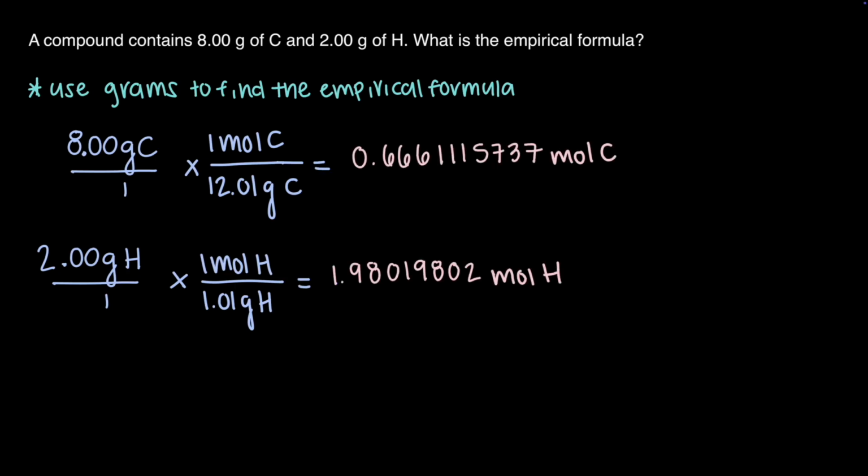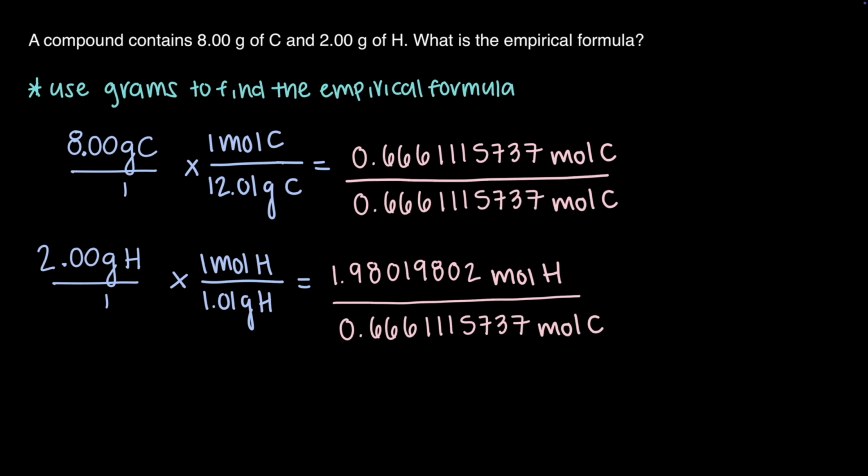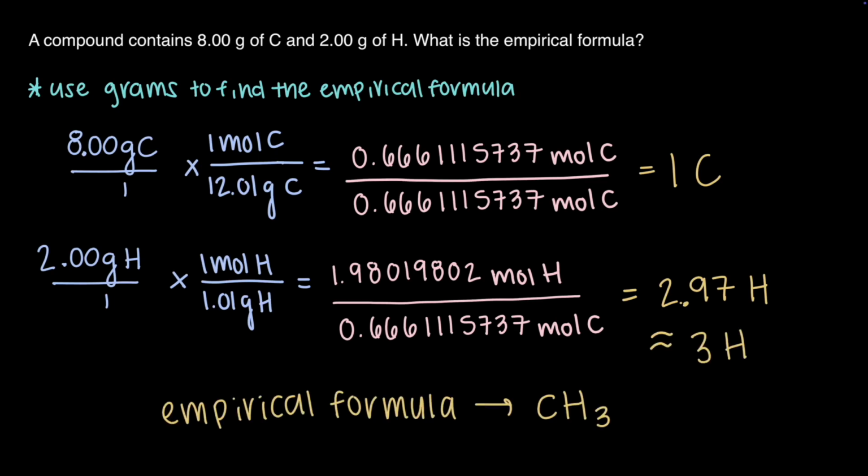We get the moles for each element, and we want to have a whole number at the end without any rounding, so I just write down all decimals to make sure I get an exact number at the end. The moles of carbon will be the lowest mole amount found, so I will divide each value by moles of carbon to get the whole number ratios we need for the empirical formula. Dividing each by moles of carbon, we get 1 carbon and 2.97 hydrogen, which will round to 3 hydrogens. The empirical formula will be CH3.